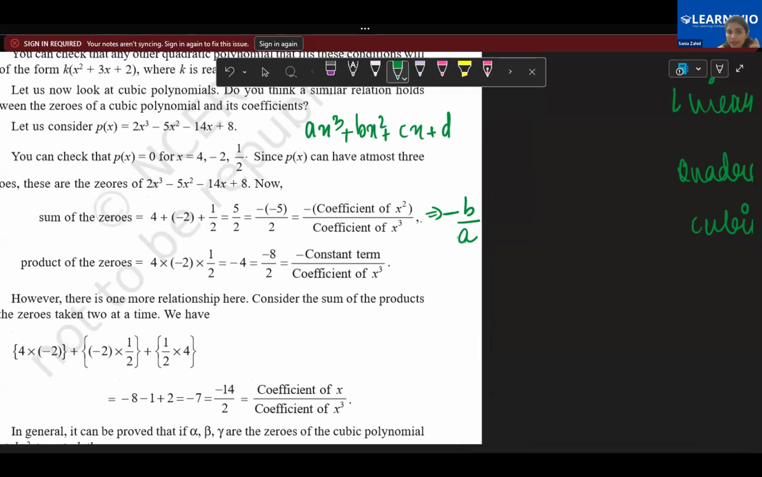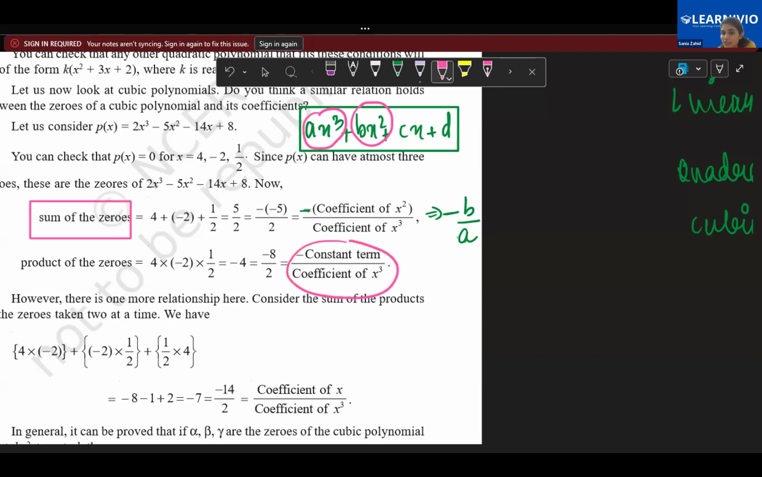See, so basically, the format remains the same. Whatever formula you are writing, you are going to take a minus sign, the coefficient of the second term. The second term now changes; the second term is bx square over here, divided by the coefficient of the first term. That is the sum of the zeros. For the product of the zeros, you take the constant term, so that's d, with a minus sign also, divided by the coefficient of x cube, the coefficient of the first term, that's a. Okay, so the formulas are a bit changed, but the concept, children, remains the same.